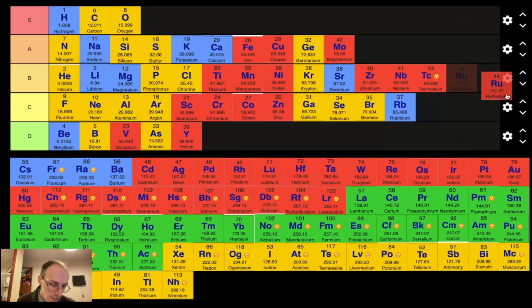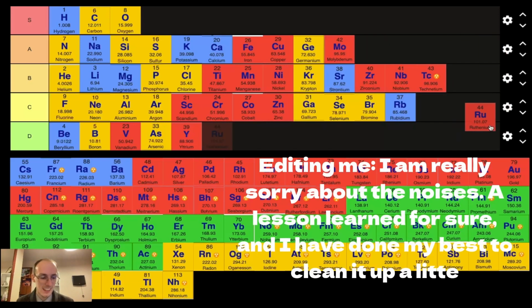It does have a major use in the hardening of electrical contacts, I have written here. So I guess that is the clips and things that hold electrical substances together. That's quite important. It can go in the B tier.